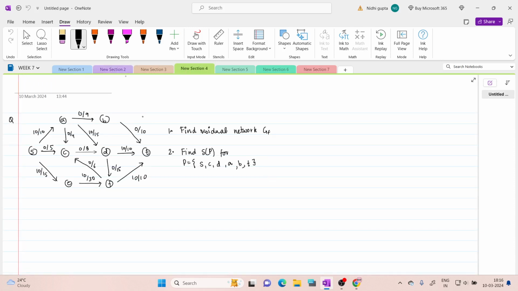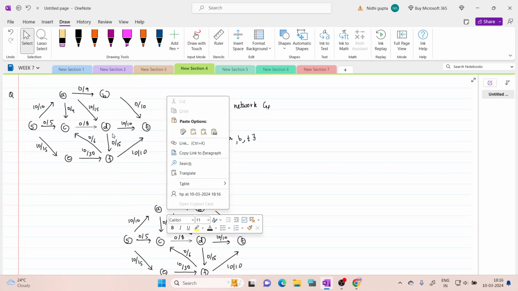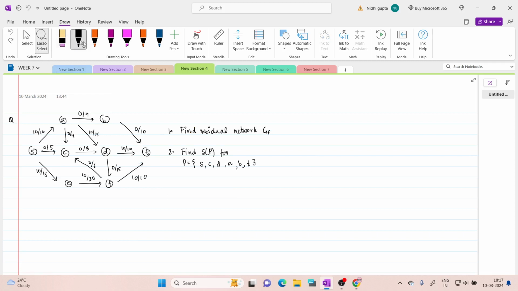The first question is we have to find the residual flow, and then we also have to look at the augmenting path. So first we have to find the residual flow. What are the vertices of residual flow? All those vertices which are in the network: S, A, B, C, D, T, and then we have E, and then we have F. Okay. So this is this flow.